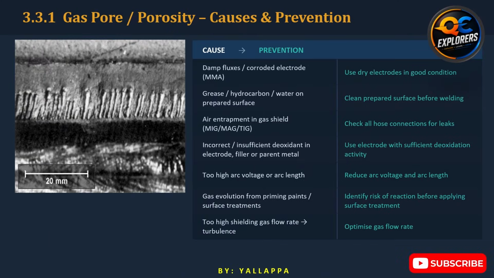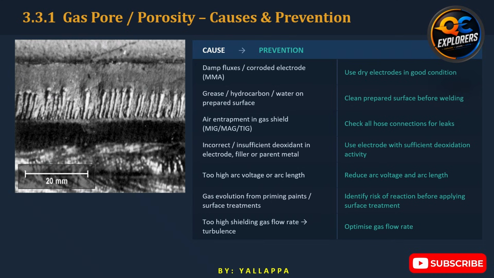A gas pore is essentially a cavity formed when gas becomes trapped inside the weld metal during solidification. The gas may come from several sources. Moisture in consumables can introduce hydrogen. Oil, grease, and hydrocarbons can produce gases when exposed to welding temperatures. Water or contamination on the joint surface can also introduce hydrogen and other gases.